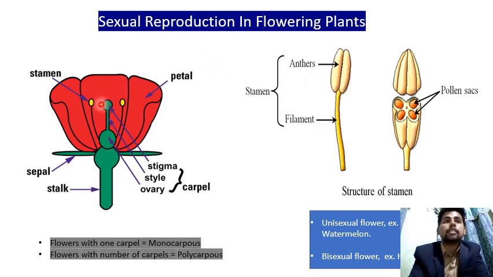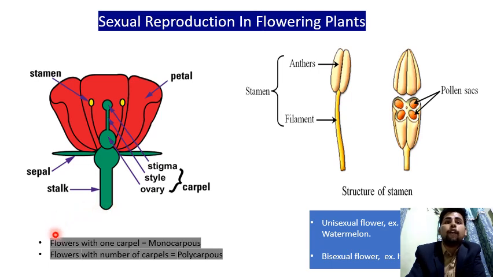Now we will discuss the female reproductive organ, that is the carpel. This consists of three parts. The first one, the basal-most one, is a swollen structure known as the ovary. This cylindrical long structure is known as the style and the uppermost part is known as the stigma. Stigma is the place on which the pollen grains are first placed and it is mostly sticky and feathery.